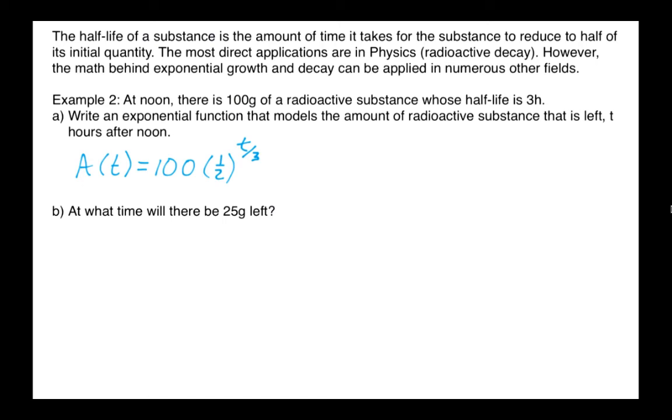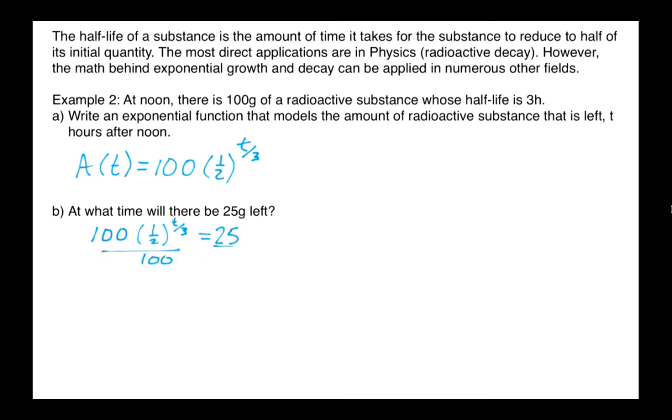And now the question is, at what time will there be 25 grams left? So we want to equate the 100 times a half to the t over 3 to 25. And now we've got an equation kind of like that very first one that we did. And with that very first one that we did in this video, to solve it, we divided both sides of the equation by a constant in order to isolate the exponential part.